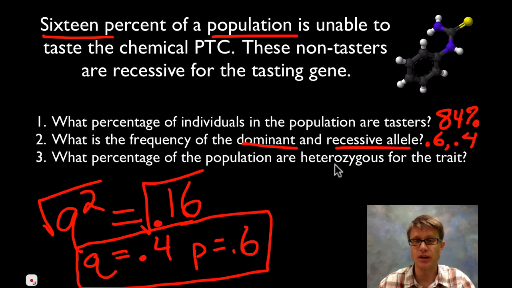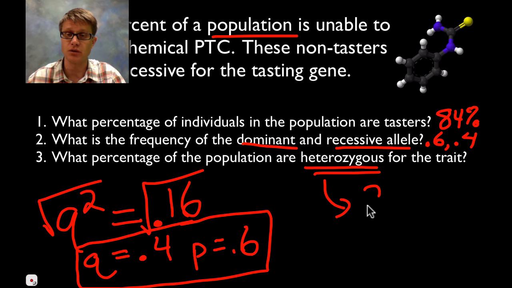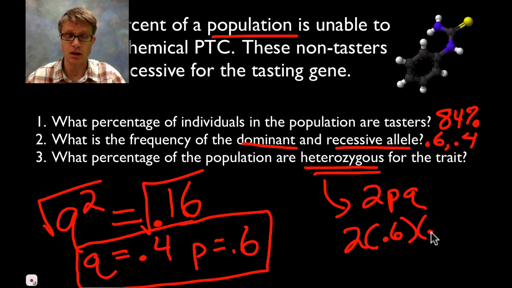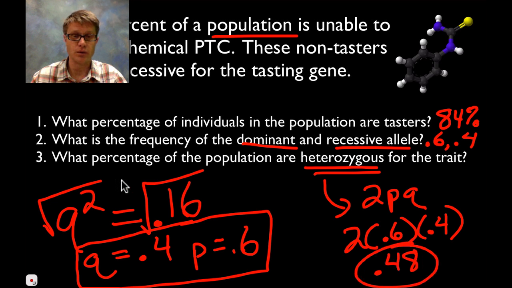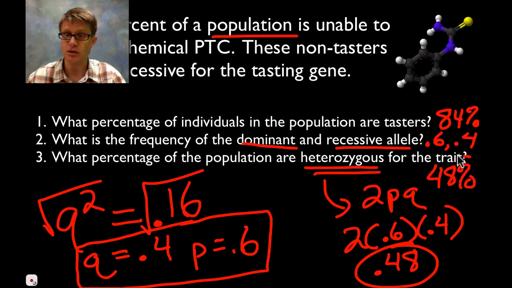What percent of the population are heterozygous for the trait? So now we have p and q, we can solve for this. Heterozygous, remember, are always going to be those individuals that are 2pq. So it'd simply be 2 times p, which is 0.6, times q, which is 0.4. So this is going to be 0.24. So I would say the total is going to be 0.48. Or if we're looking for a percentage here, I would say it's 48%.